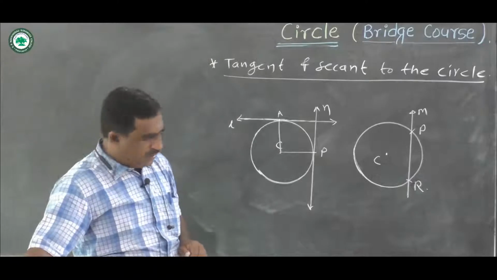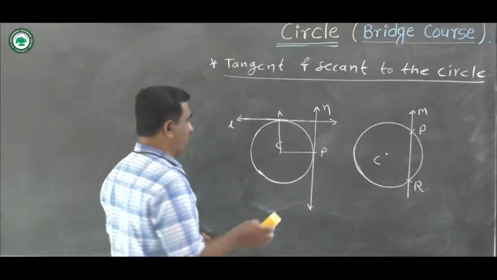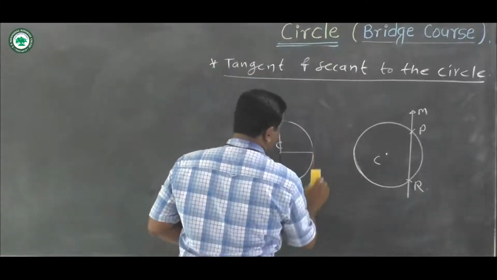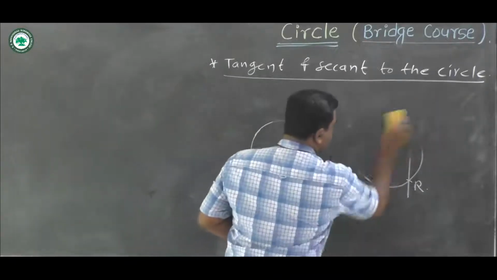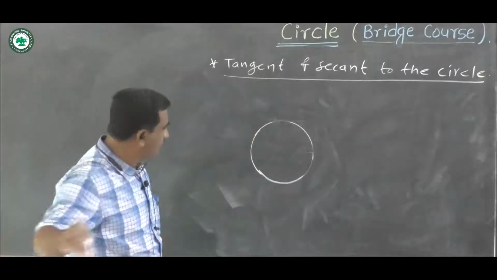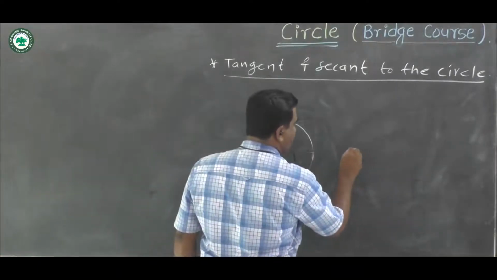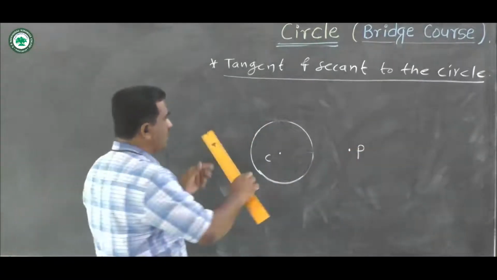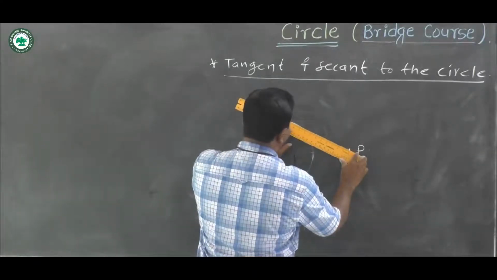Now, we can draw tangents to a circle from an external point. We consider this circle with center at point C, and we take any point P outside the circle, and we can draw lines from point P to the circle like this.